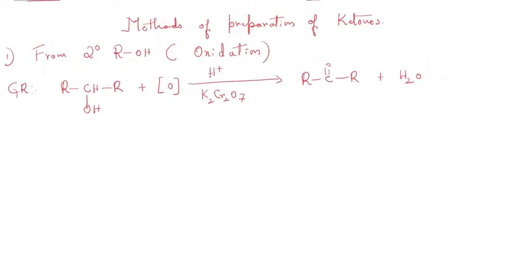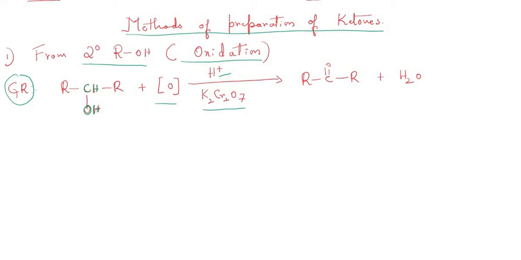So now we are going to learn methods of preparation of ketones, students. The first method is from secondary alcohols, and it is through the oxidation method. The general reaction is represented here. Here we have an OH group present on a carbon atom to which there is only one hydrogen, so this is a secondary alcohol. A secondary alcohol when subjected to oxidation using acidified potassium dichromate gives compounds called ketones. So this is the general reaction.